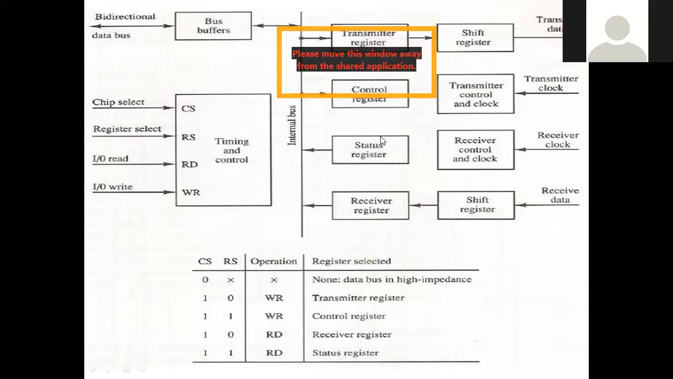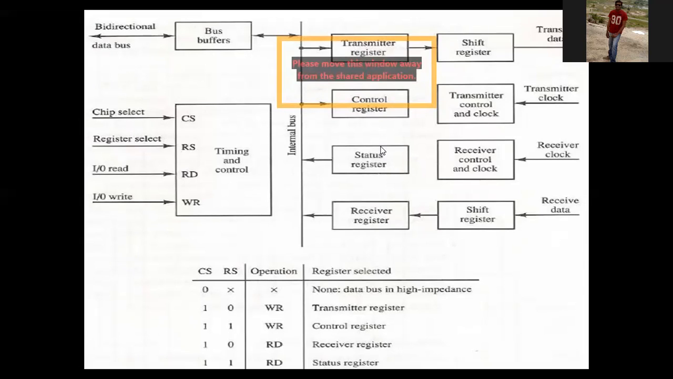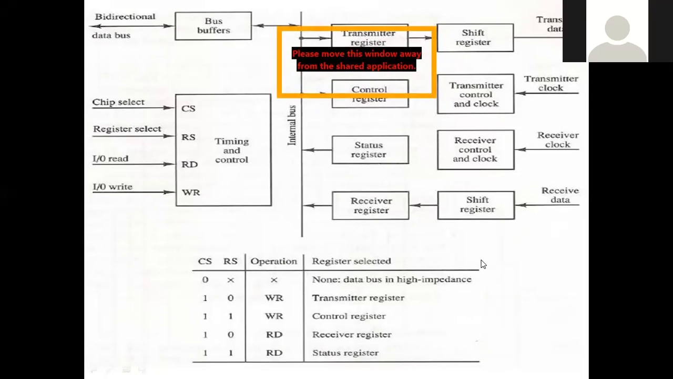You need to explain the typical units of this block diagram. The first unit is the data bus buffer. The data bus buffer is responsible for transmitting the bidirectional data in between the microprocessor and the peripheral devices with the help of the internal system bus. That we are going to write. Okay.